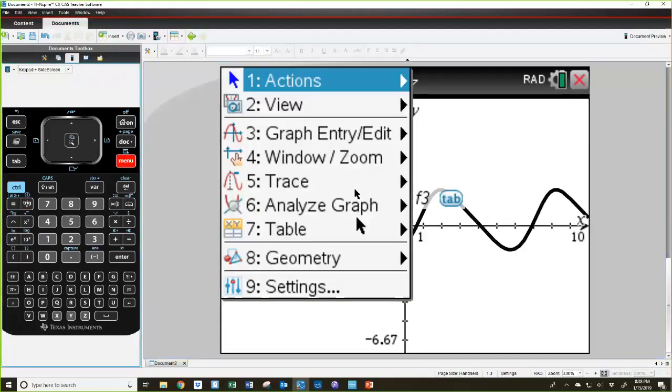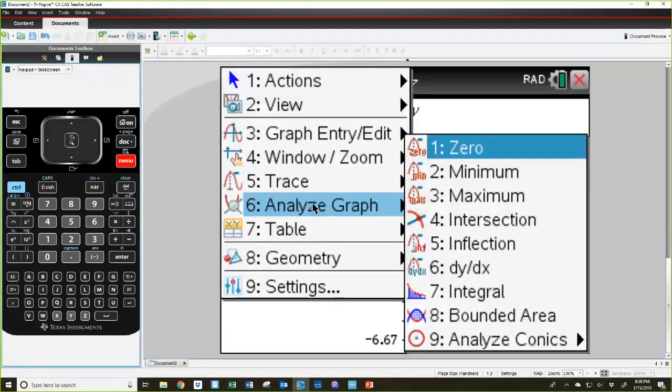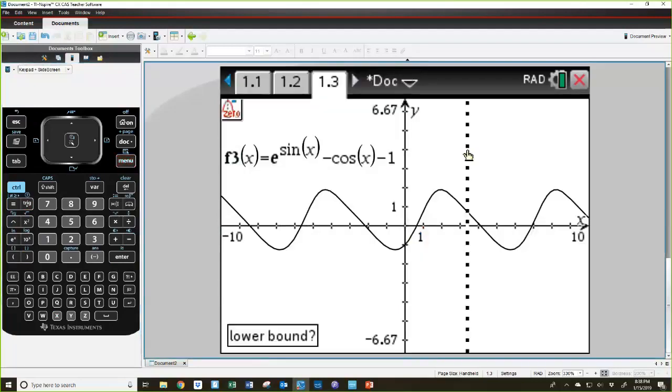There are 2 different places to find features of a graph, but Analyze Graph is probably the one that most of your students will go to because the title sort of draws them into what they need to do. Notice that number 1 is to find a 0. And so they need a lower bound, so that means I need to be to the left of the intercept, and then I need an upper bound.